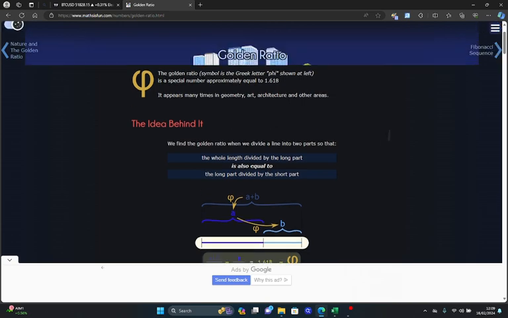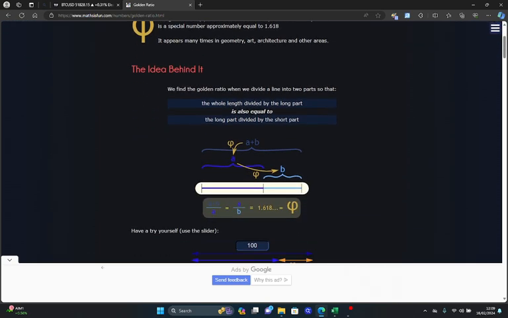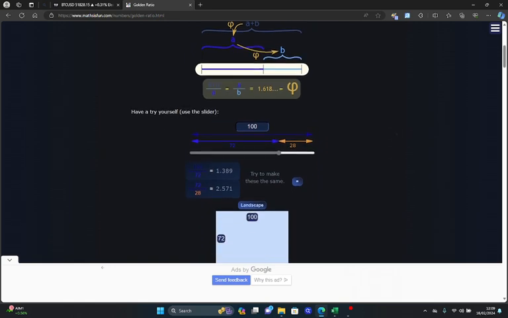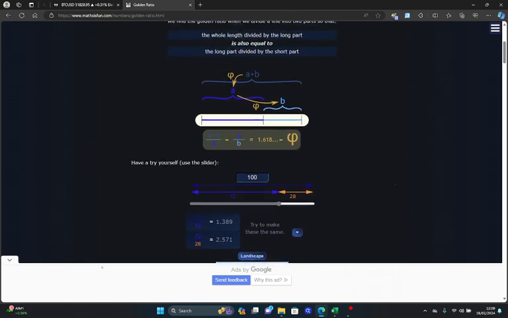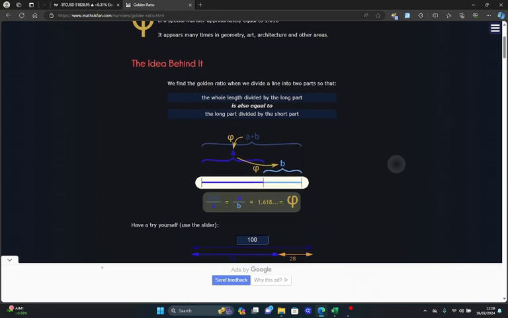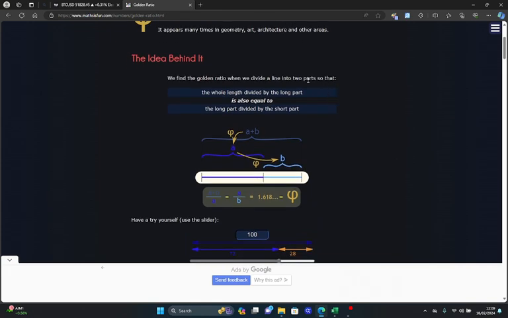So for those who are mathematically inclined, there are formulas here for how you can calculate the value of phi, and the rule is that the golden ratio is when the whole length divided by the long part is equal to the long part divided by the short part. So it's almost 2 to 1, but not exactly 2 to 1. The long part is a little bit shorter than 2 to 1.